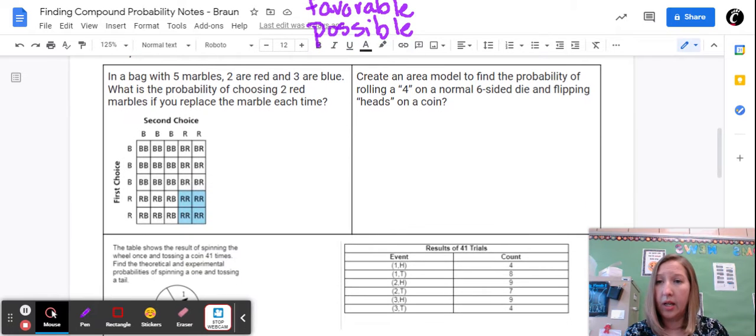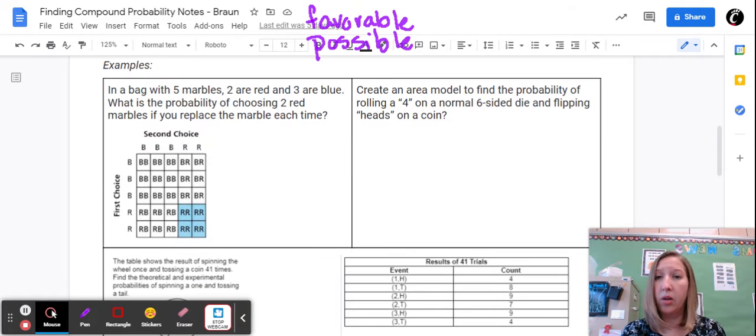All right, so it says here in a bag with 5 marbles, 2 are red and 3 are blue. What is the probability of choosing 2 red marbles if you replace the marble each time? Okay, so we have our first choice here, right? So our first choice could be red, red, blue, blue, or blue. And then our second choice could be blue, blue, blue, red, or red. Okay, so we've got all those covered. And we want to know what our probability is here of choosing 2 red.